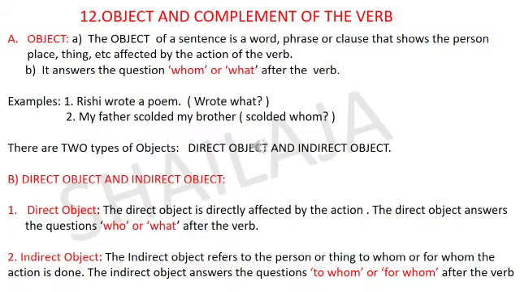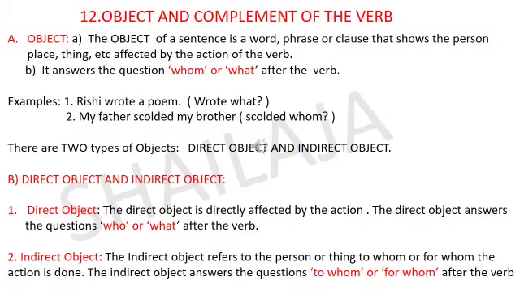Let's see the examples. Rishi wrote a poem. Wrote what? Wrote a poem. So Rishi wrote a poem. Poem is the object in the sentence. My father scolded my brother. Scolded whom? Brother. So my father scolded my brother. So brother is the object in the sentence.